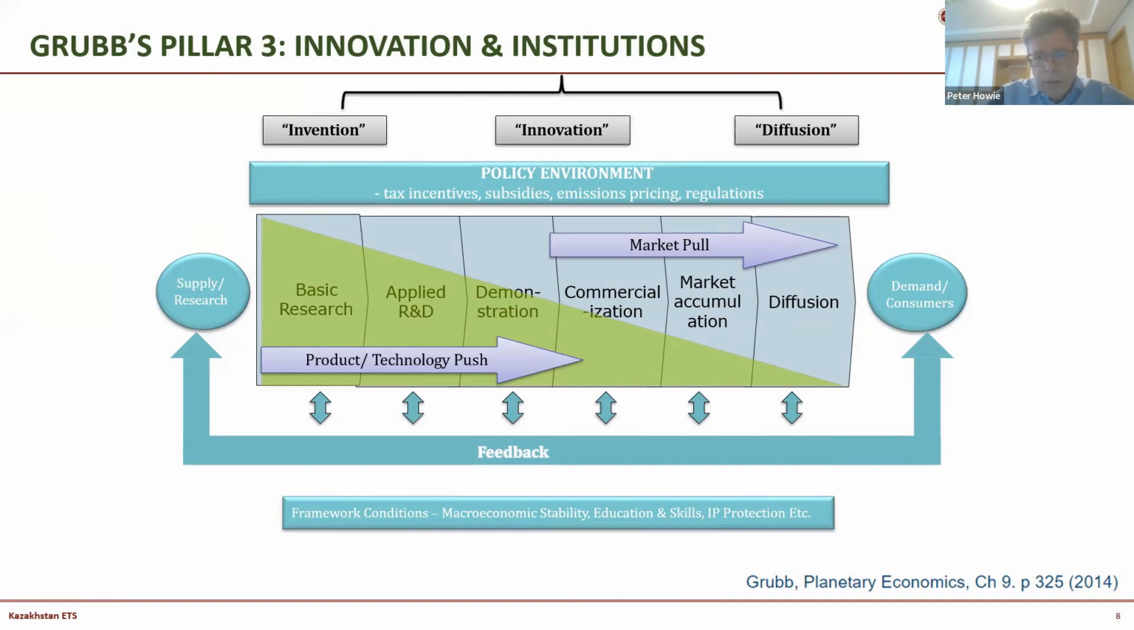So at the beginning of innovation, you have to have technology pushed by the government. And then further along in the development path, you can have market pull by the firms and the consumers. So the key thing here is that you need to have government intervention. It's absolutely essential if you're going to have an effective low carbon development path. So again, that's the third pillar.